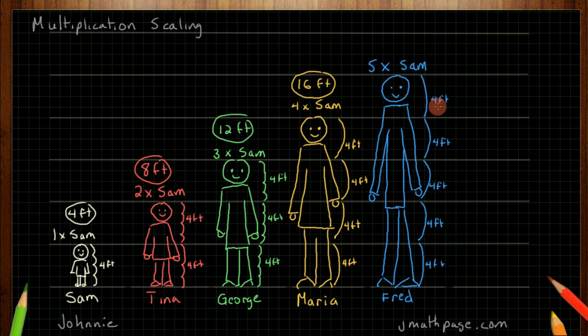Let's count them. 4 and 4 is 8, 8 and 4 is 12, 12 and 4 is 16, 16 and 4 more gives us 20. So Fred is 20 feet tall. Quite giant.